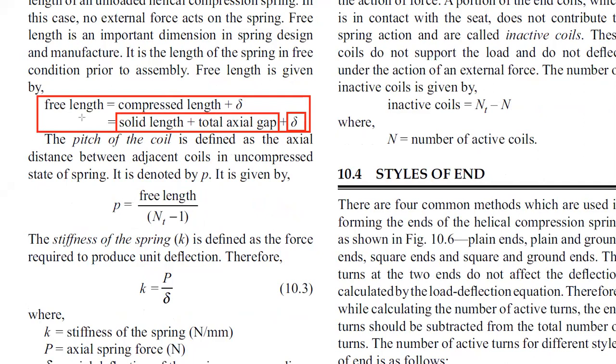Then one important parameter that will come into the picture is the pitch. Pitch is nothing but the axial distance between the adjacent coils when the spring is in the uncompressed state, and this is generally denoted by small p. Small p is nothing but free length divided by Nt minus 1. Nt means the total number of coils.